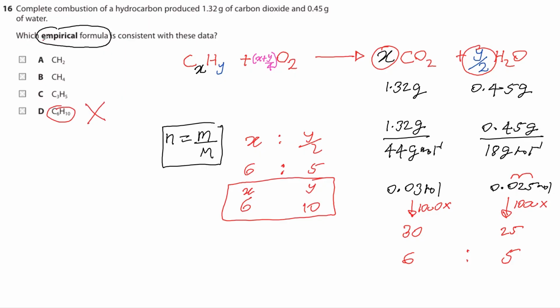Why? There are bold letters. If you see any word in bold letters in your question, you have to be very careful, because they are talking about the empirical formula. Empirical formula means simplest ratio. For C6H10, the simplest ratio between 6 and 10 is 3 and 5, because you can divide both numbers by 2. So therefore our answer is C3H5. So for question number 16, the answer is C. Let's go for question number 17.